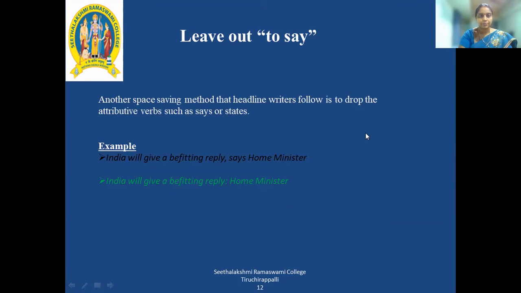Leave out "to say". Another space-saving method that headline writers follow is to drop attributive verbs such as says or states. Example, India will give a befitting reply, says Home Minister. Instead of writing like this, we can cut short the says: India will give a befitting reply, Home Minister. It is a fine way to save space while writing headlines.